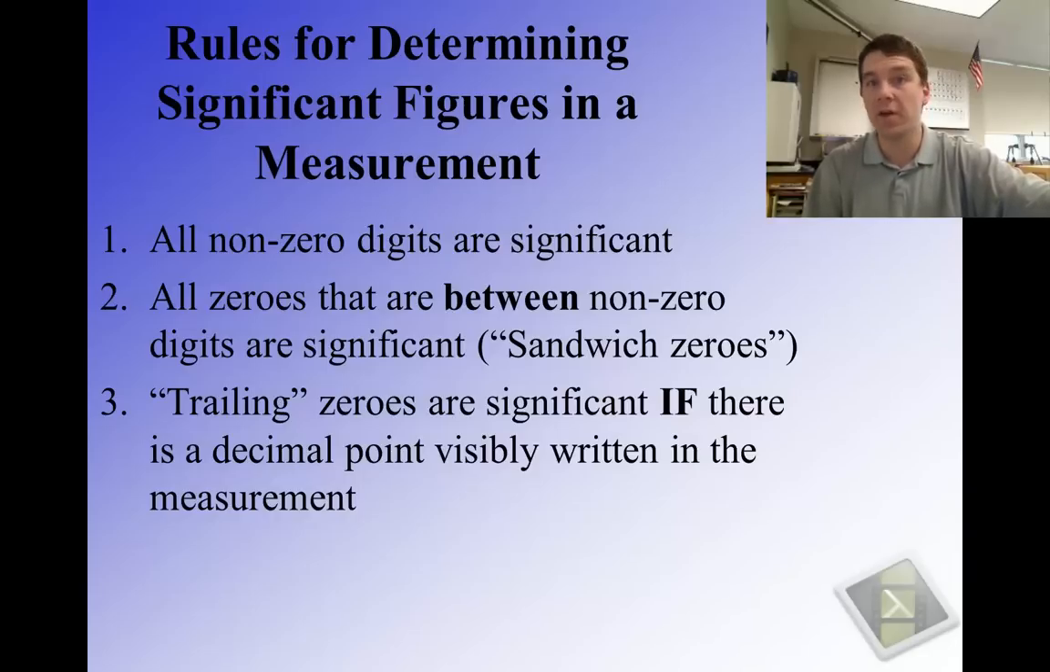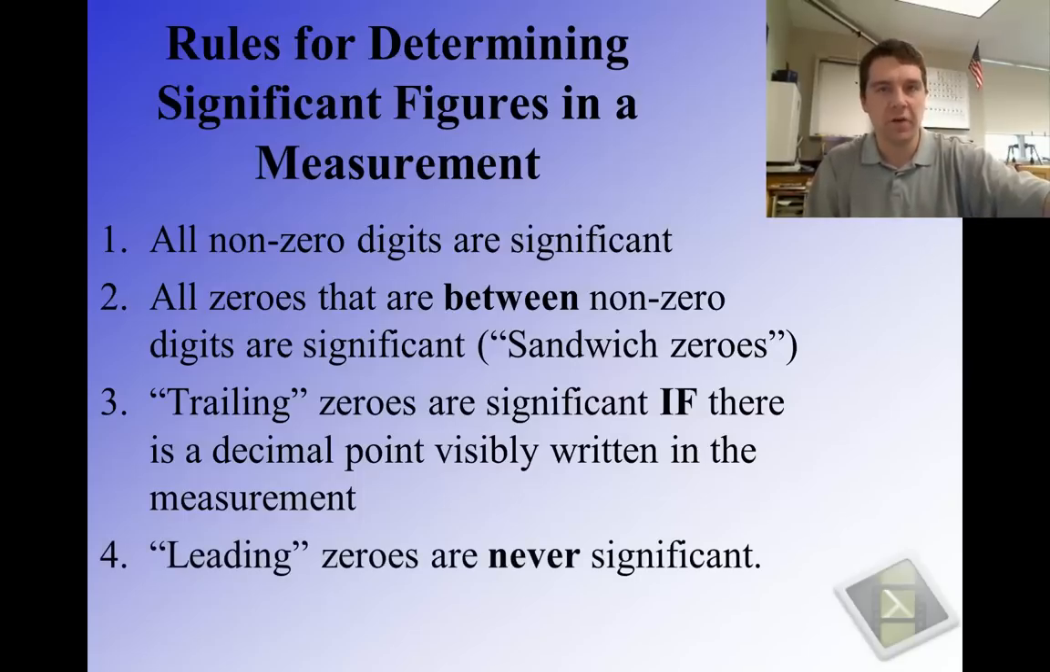However, if there is no visible decimal point, if we just kind of understand, oh yeah, that's where the decimal point is supposed to be, and there's trailing zeros, those zeros are not significant. They are placeholders. They are simply there to hold the significant digits in the proper decimal place so that we understand the correct magnitude of the number.